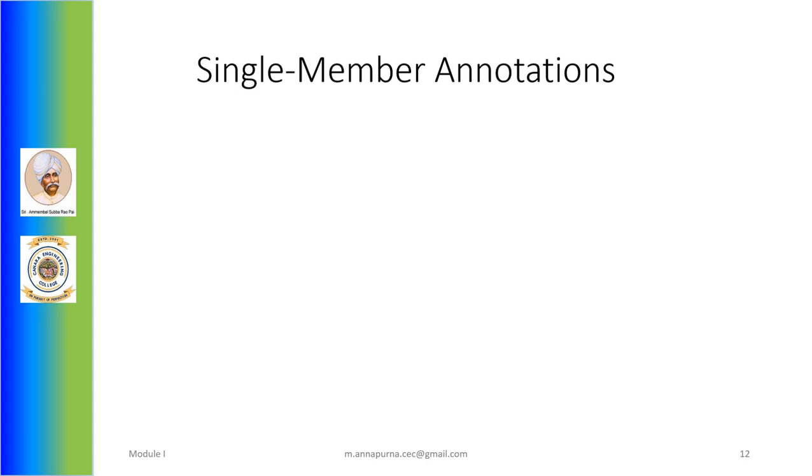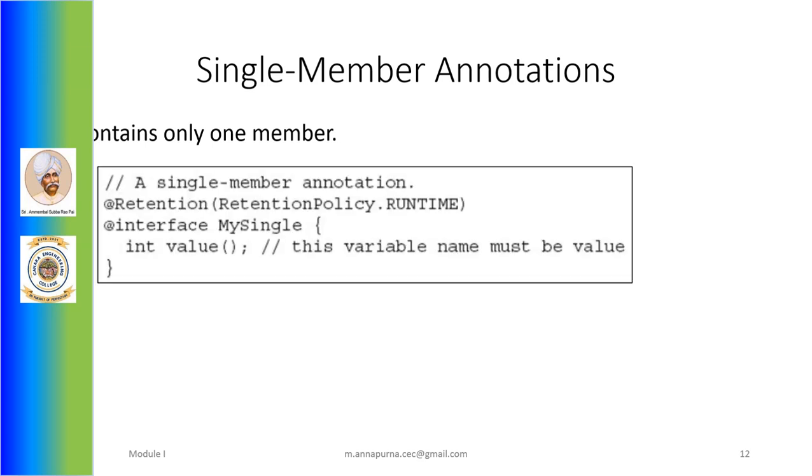Single member annotations. A single member annotation contains only one member. Here is an example. In this particular example, I have declared a single member annotation named MySingle. This is a single member annotation because it has only one annotation member being declared, that is value. I have also provided the retention policy of runtime for this single member annotation, so it will be available during runtime.